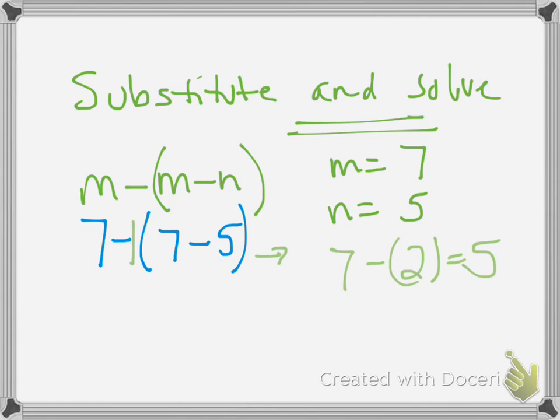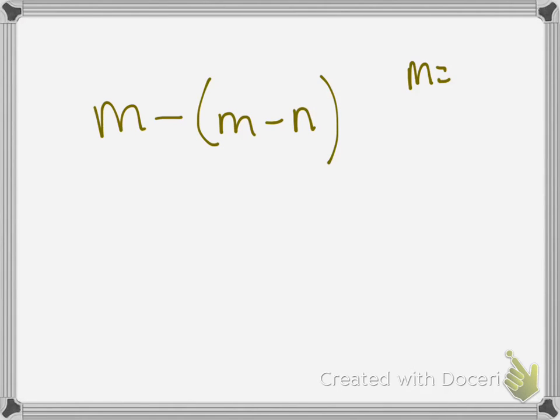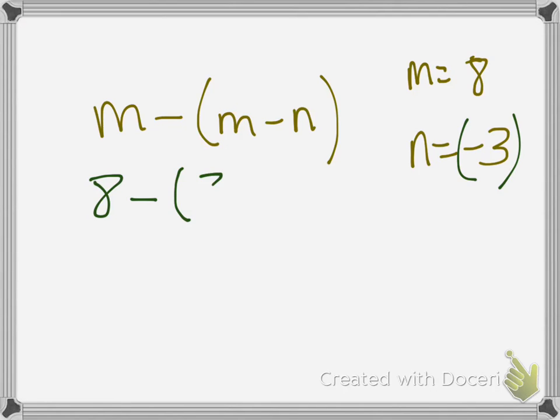Now I'm going to use the same problem with a slightly different input here. So let me go back to the beginning because some of you might get caught up on stuff like this. So m minus n, but now I'm going to make m equal to, let's say, 8, and n is going to be -3. So when this happens and I substitute in, I can't forget the fact that this is a -3. So it's 8 minus 8 minus a -3, double parentheses.